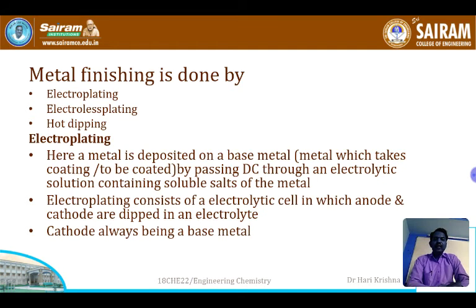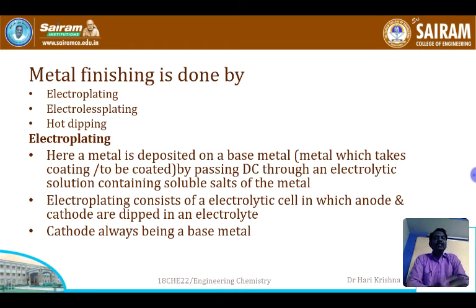As the name indicates, electroplating means plating using electricity. So here we will have an anode and a cathode. Both will be connected to a DC power supply. I'll show you in our next slide. They are dipped in an electrolyte. In electroplating, the metal to be coated is called the base metal, meaning the metal which takes the coating. The metal is deposited on a base metal by passing DC through a bath solution using soluble salts of the metal.